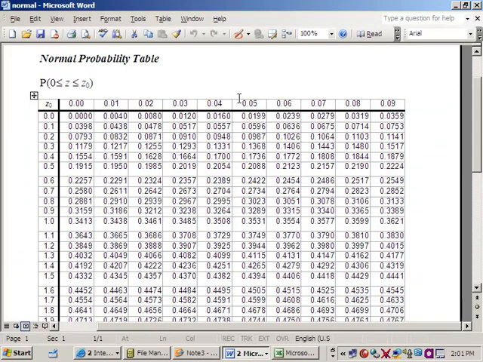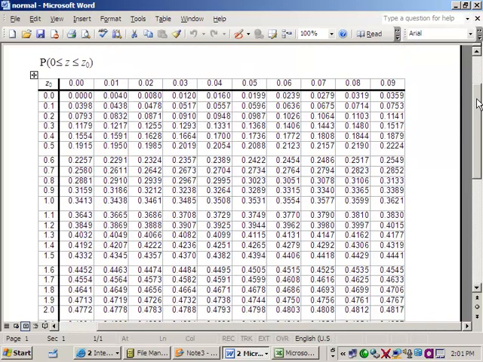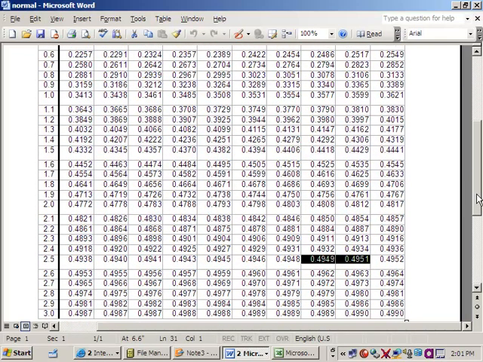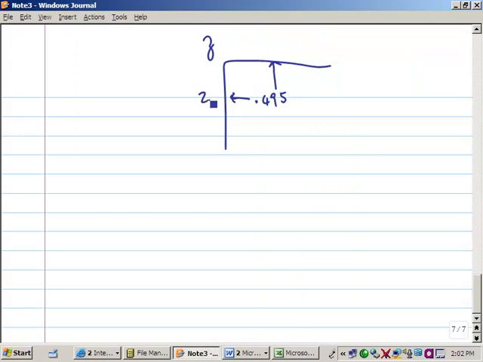Alright, 0.495. Okay, I've got it marked here. 0.495 is somewhere between 0.4949 and 0.4951. It's on the 2.5 row and in the 0.07 and 0.08 columns. Alright, so just to be certain, the confidence interval will include too much, that'll be a Z value of 2.58.